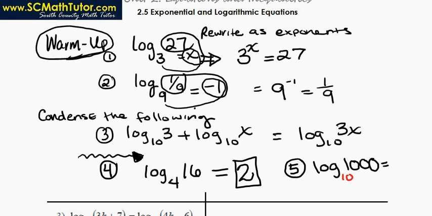10 times 10 is 100. 10 times 10 times 10 is 1000. So 10 times 10 times 10, that's 3. So 10 to the third power gives you 1000. Okay, I hope that warmed you up.